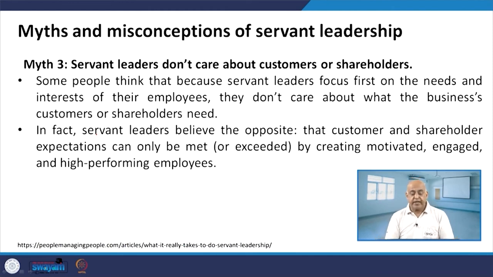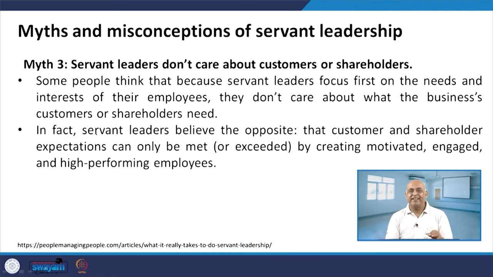Servant leaders do not care about customers or shareholders. Some people think that because servant leaders focus first on the needs and interests of their employees, they do not care about what the business, customers or shareholders need. In fact, servant leaders believe the opposite. The customer and shareholder expectations can only be met or exceeded by creating motivated, engaged and high performing employees. So this is very much true.